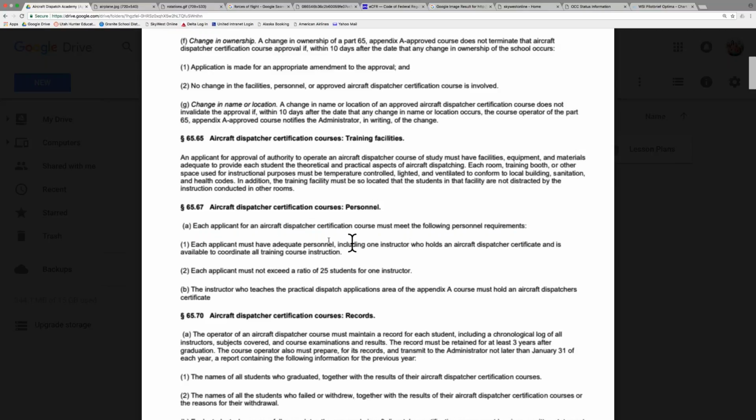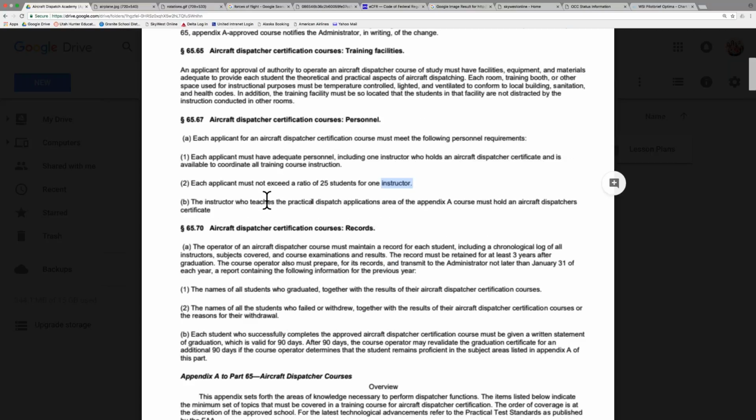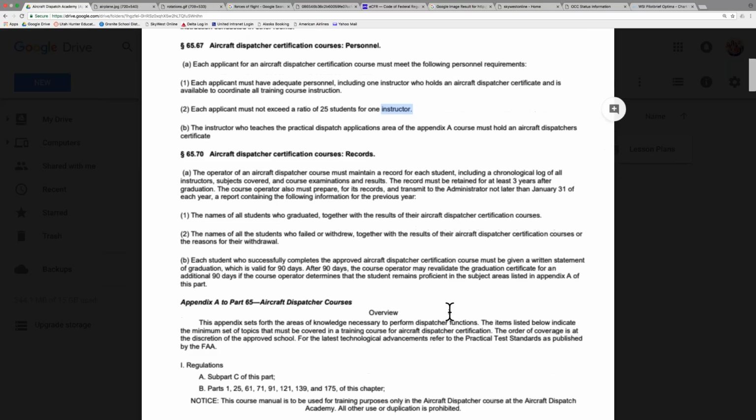Each applicant must have adequate personnel, including one instructor that holds an actual dispatch certificate. Glad to say we both hold dispatch certificates. And we may have somebody step in one or two days throughout the course, who is also certified and able to instruct as well. Just kind of backup instructors. The other requirement is that we can't exceed 25 students, and that pretty much sums that up.